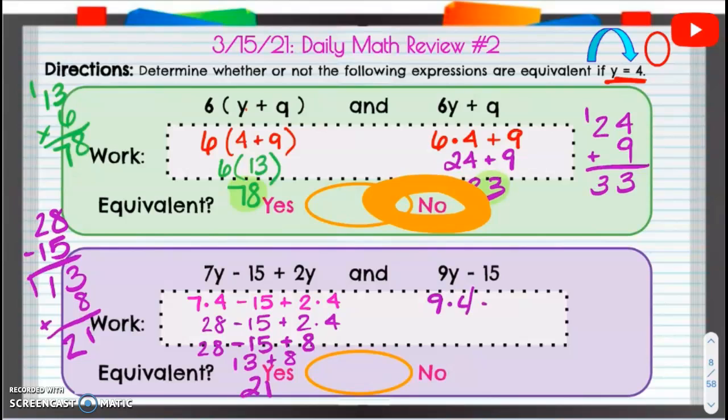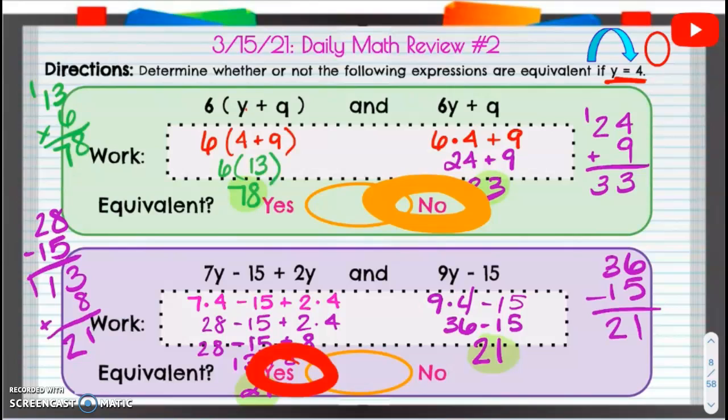Next one, 9 times 4. Remember, y equals 4, minus 15. All right, so 9 times 4, order of operations, 9 times 4 is 36. And then we subtract 15. So 36 minus 15. 6 minus 5 is 1. 3 minus 1 is 2. We get 21. Look at that. Is 21 equal to 21? Yes, it is.